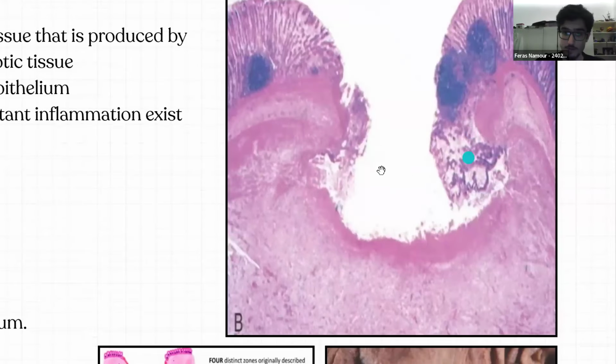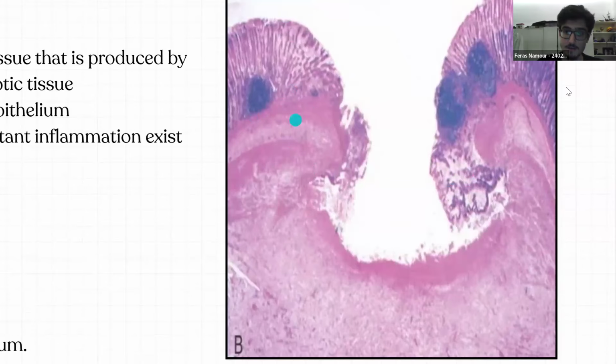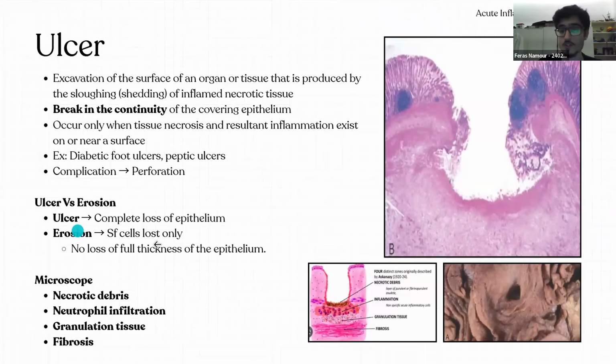If we look over here, this is epithelium, right? And this is the other half of it. And then all of a sudden, there's like a bite taken out, and it goes all the way through the thickness. So this is an ulcer. This is not erosion or excoriation. Right? Now, the examples you were given for ulcers were peptic ulcers and diabetic foot ulcers. And an important complication is perforation.